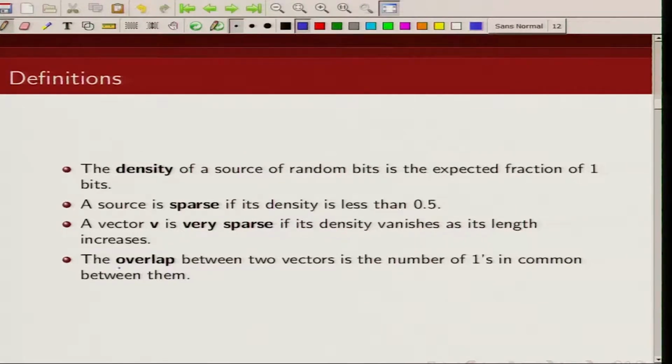We will also define a term which is called an overlap. If you have two n-tuples, we call the overlap between the two vectors the number of positions in which the ones are common. For example, if you have a vector V0, which is 1 0 0 1 1 0 1, and a vector V1, which is 1 0 1 0 1 1 0, then we can see there is an overlap in one location, two locations. So, there is an overlap of 2.